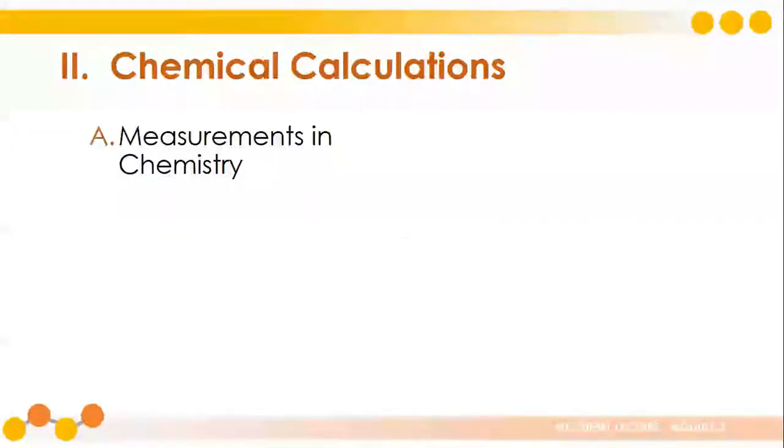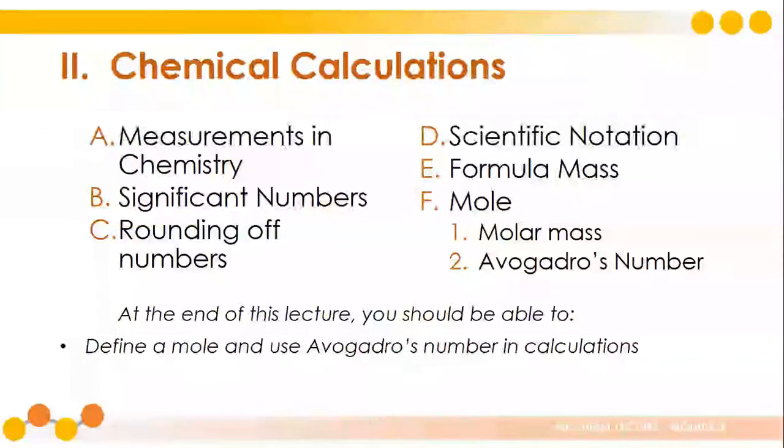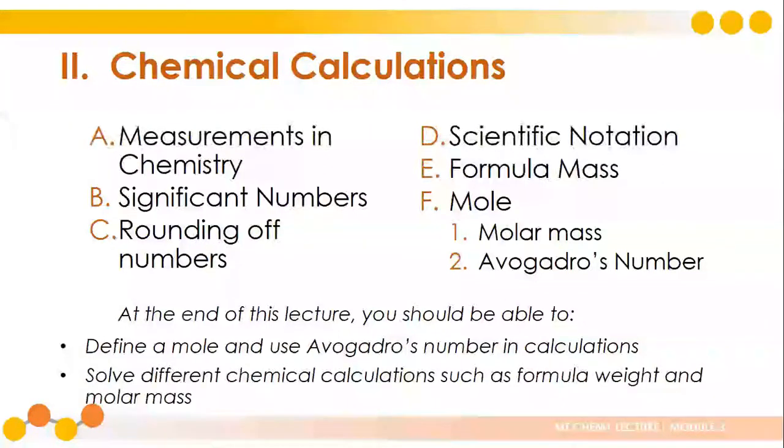For chemical calculations, at the end of this lecture, here are our objectives. You should be able to first define a mole and use Avogadro's number in calculations, and solve different chemical calculations such as formula weight and molar mass. The topics before formula mass and mole, like measurement, significant numbers, etc., are building knowledge so that we can have a much easier discussion for formula mass and mole.